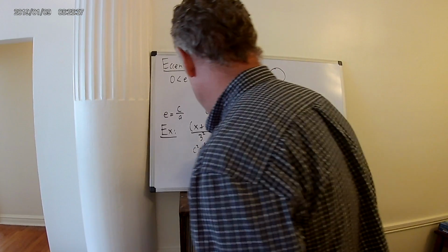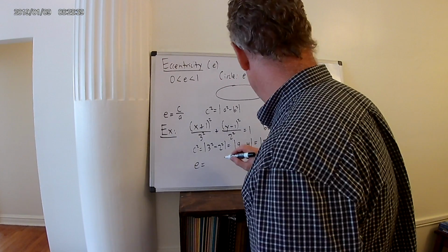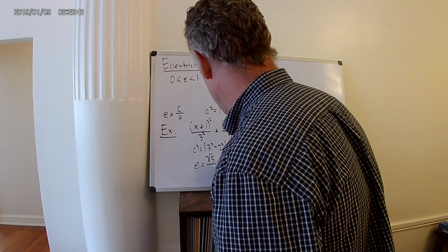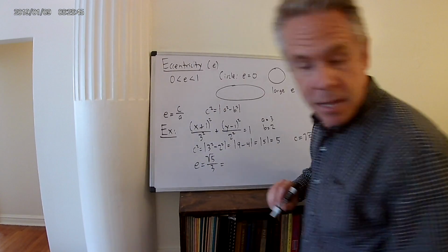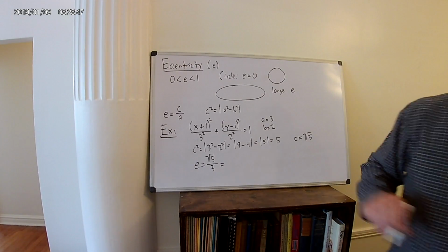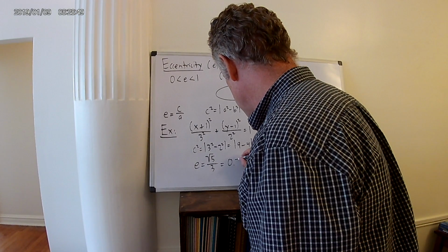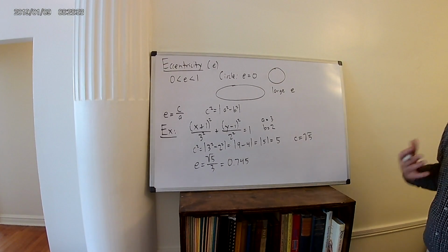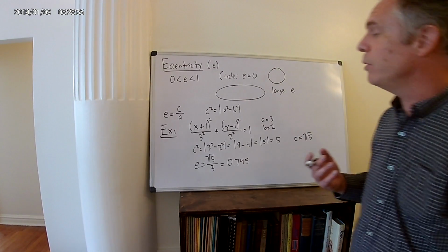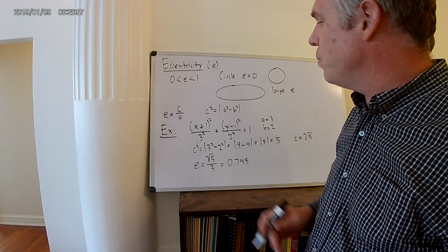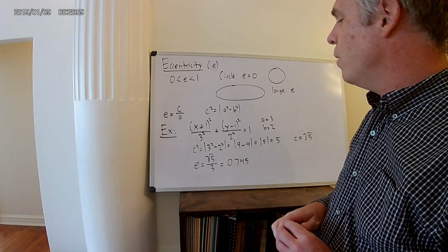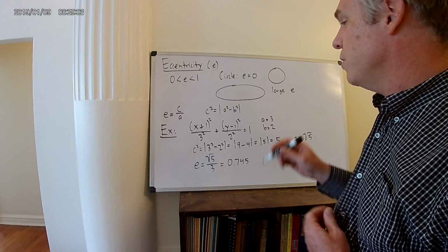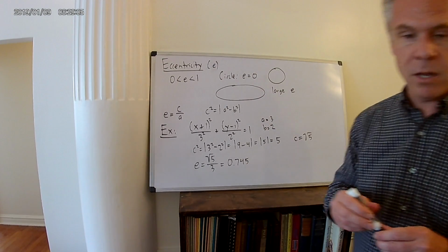What is the eccentricity here? The eccentricity is equal to C, which is the square root of 5, divided by A, which is 3. This comes out to 0.745. So this is a fairly eccentric ellipse, although not extremely eccentric. So this is an example problem where, if we're given the equation of an ellipse in standard form, we can actually calculate the eccentricity using the foci formula.